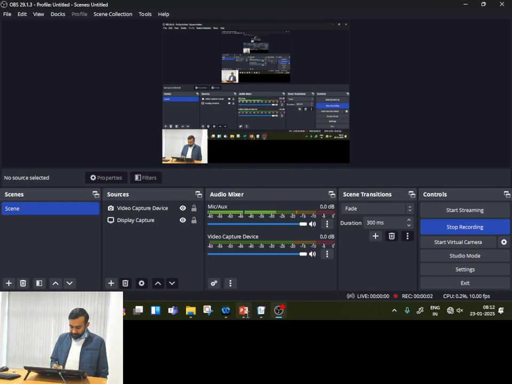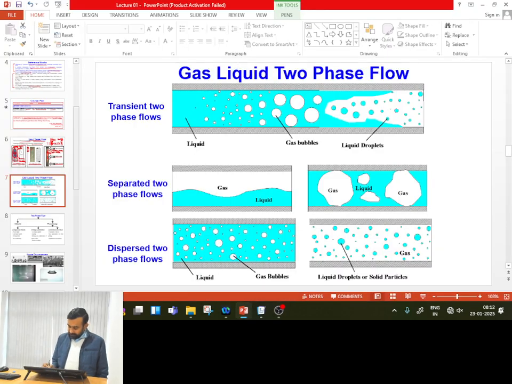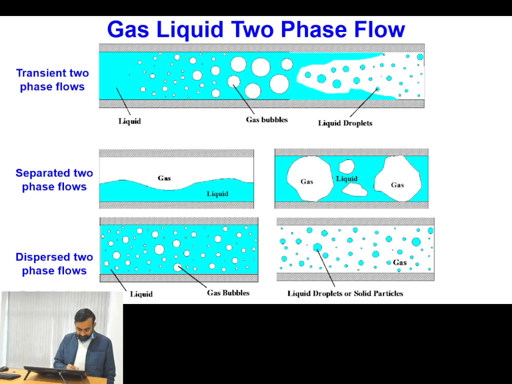Okay, good morning. This is our second lecture, and yesterday we started the introduction to multiphase flow. So, if you recall, we studied that when we have an association of two or more phases of a substance or two or more components, we call that system a multiphase system.